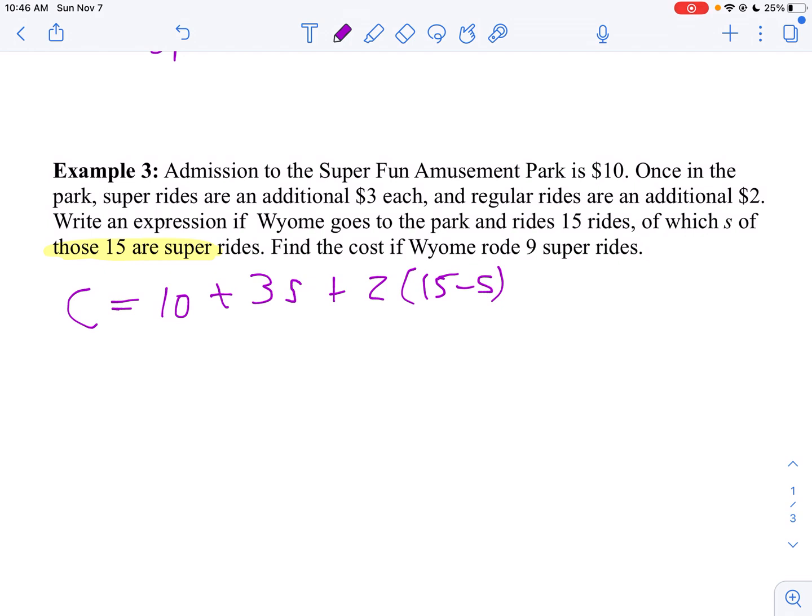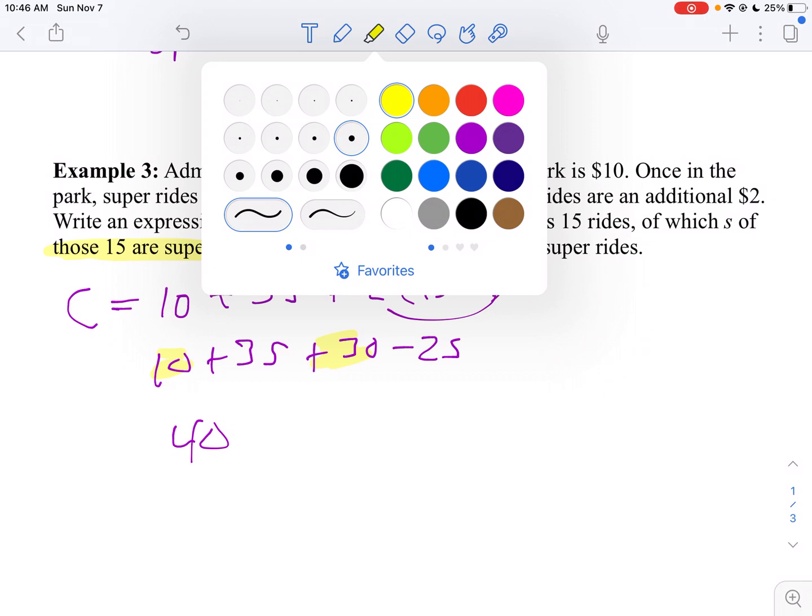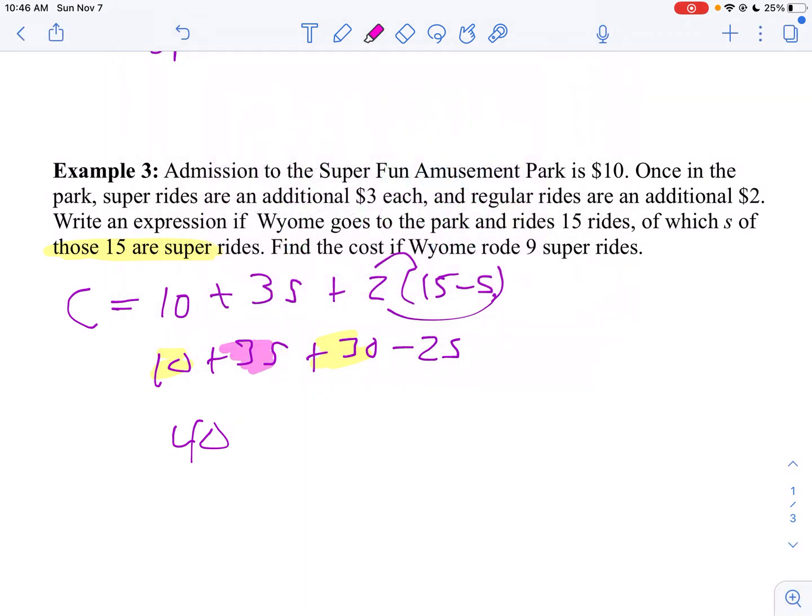So now let's distribute. And we're going to get 10 plus 3S plus 30 minus 2S. Then we combine like terms. 10 plus 30 is 40. And 3S minus 2S, well, that's plain old plus S.